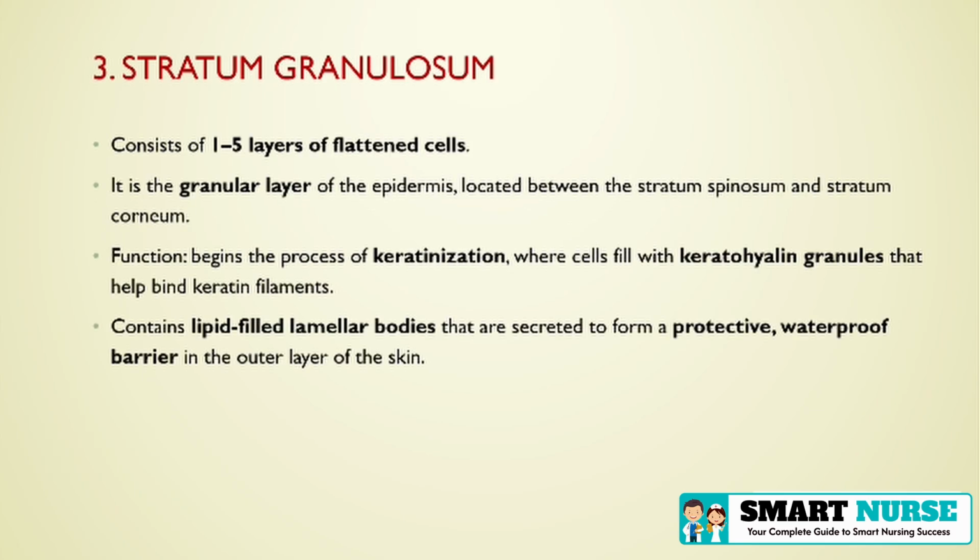The next layer is stratum granulosum. Stratum granulosum has 1 to 5 layers of flattened cells. It is the granular layer of the epidermis, located between the stratum spinosum and stratum corneum. Its main function is to begin the process of keratinization, where cells fill with keratohyalin granules that help to bind keratin filaments.